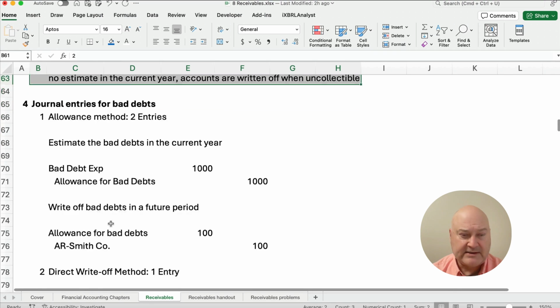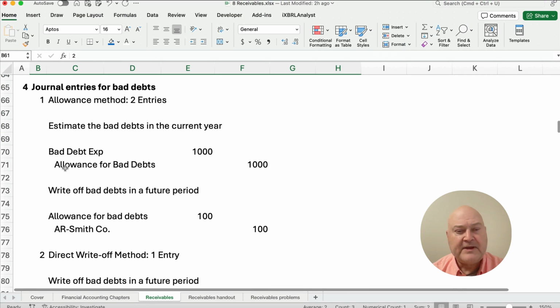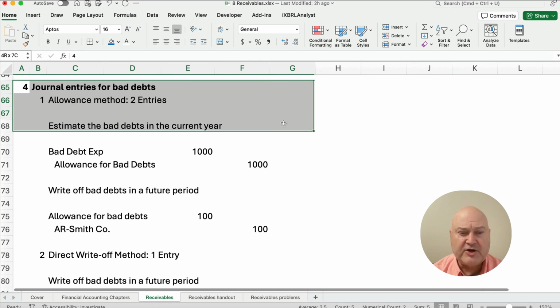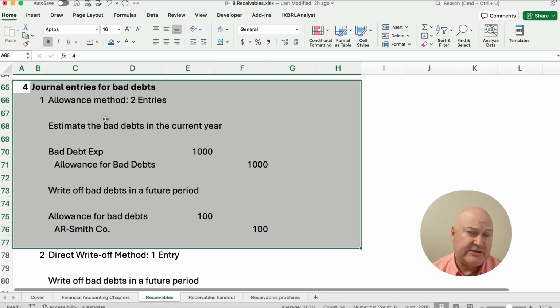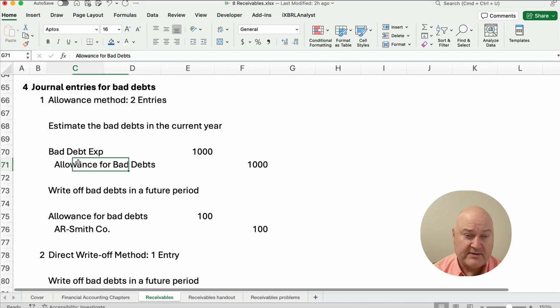All right, so the last little thing we want to do here is talk about the journal entries for bad debts. If we're on the allowance method, we're going to make two entries. The entry to estimate bad debts for the current year: we're going to debit bad debt expense and credit allowance for bad debts. Bad debt expense is an expense account, and it goes on the income statement. Allowance for bad debts is a contra account that goes with receivables.